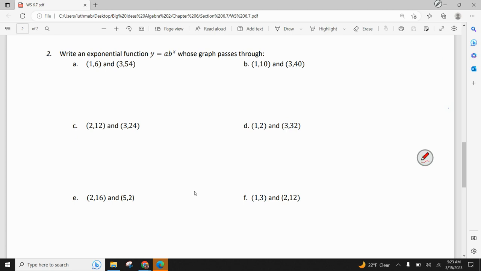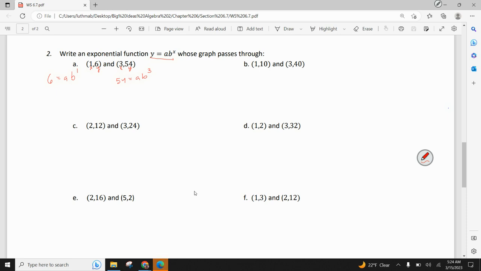Okay, so our next skill is write an exponential function y equals ab to the x whose graph passes through these 2 points. So what we're going to do is pull in the fact that that's x and that's y, and we're going to try to make 2 equations to essentially solve this system. So if I use this form, 6 equals a b to the first, and then I use this to go 54 equals a b cubed. Now I want to work on ways to solve this out.